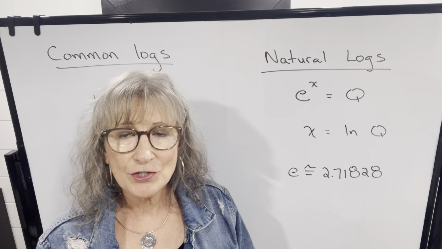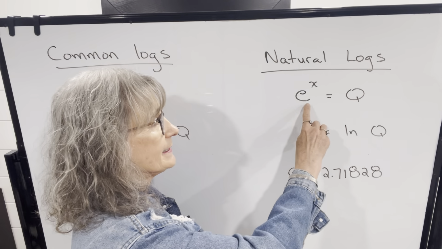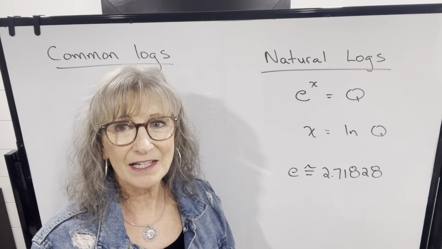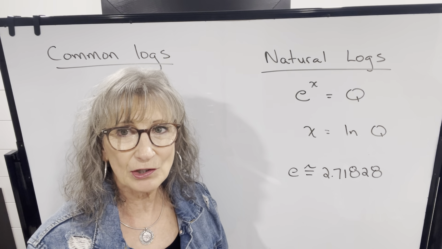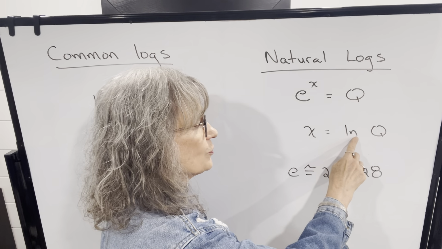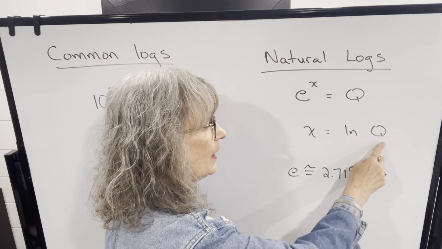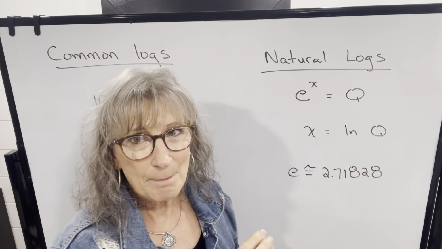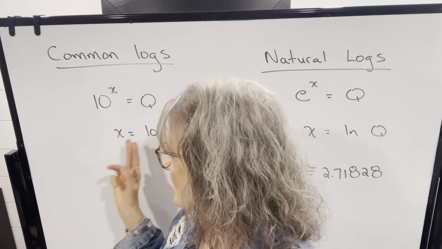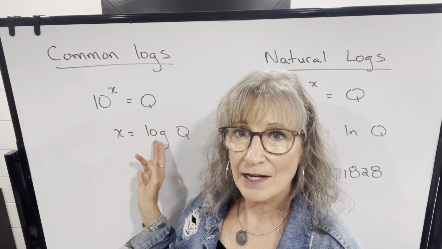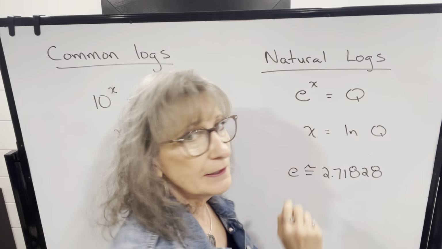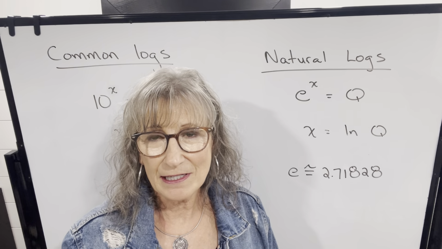So again, the notation when it's in exponential form is e raised to some exponent x equals some quantity. And if I were to rewrite that same relationship in log form, it would be x is equal to the natural log, ln, of q. ln means log base e. Just like when you see log, that means log base 10. When you see ln, that means log base e.